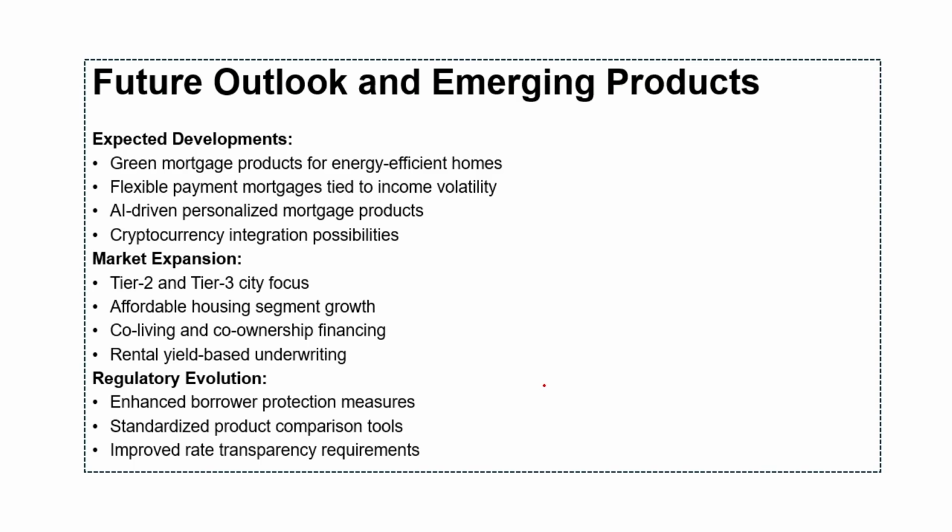Then market expansion: tier 2 and tier 3 cities are now in focus. They are fast developing. The affordable housing segment is growing because of government initiatives. We have co-living and co-ownership financing, rental yield based underwriting. So these are the new expansions of the market. And then regulations are also improving very quickly and are very dynamic in nature.